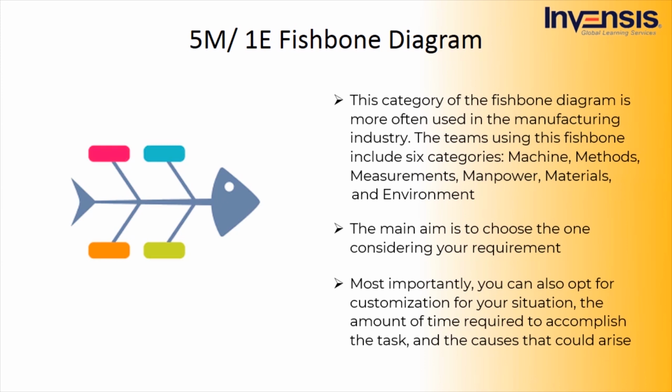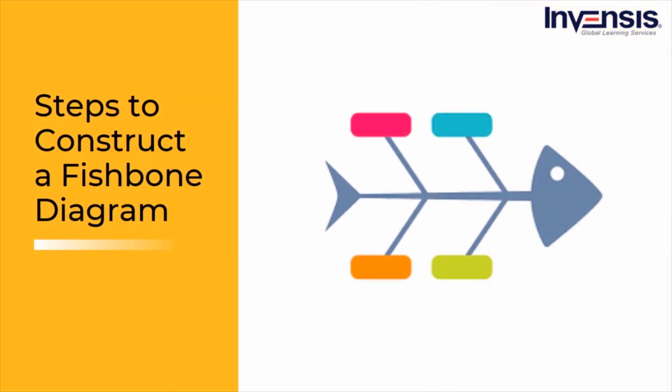Thus, the above mentioned are some of the categories we can have with the fishbone diagram. Here, the main aim is to choose the one considering your requirement. And most importantly, you can also opt for customization for your situation, the amount of time required to accomplish the task, and the causes that could arise. Now, moving on to our next topic.